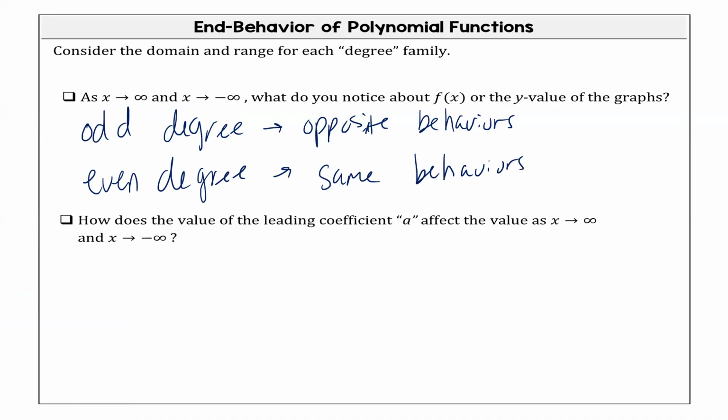And what do we know about our leading coefficient? What does it mean? Our A, our leading coefficient. What is our leading coefficient? Whatever we kept emphasizing, it helps us know what? The right side. Okay. So our leading coefficient lets us know whether our right end behavior is positive or negative infinity, right?